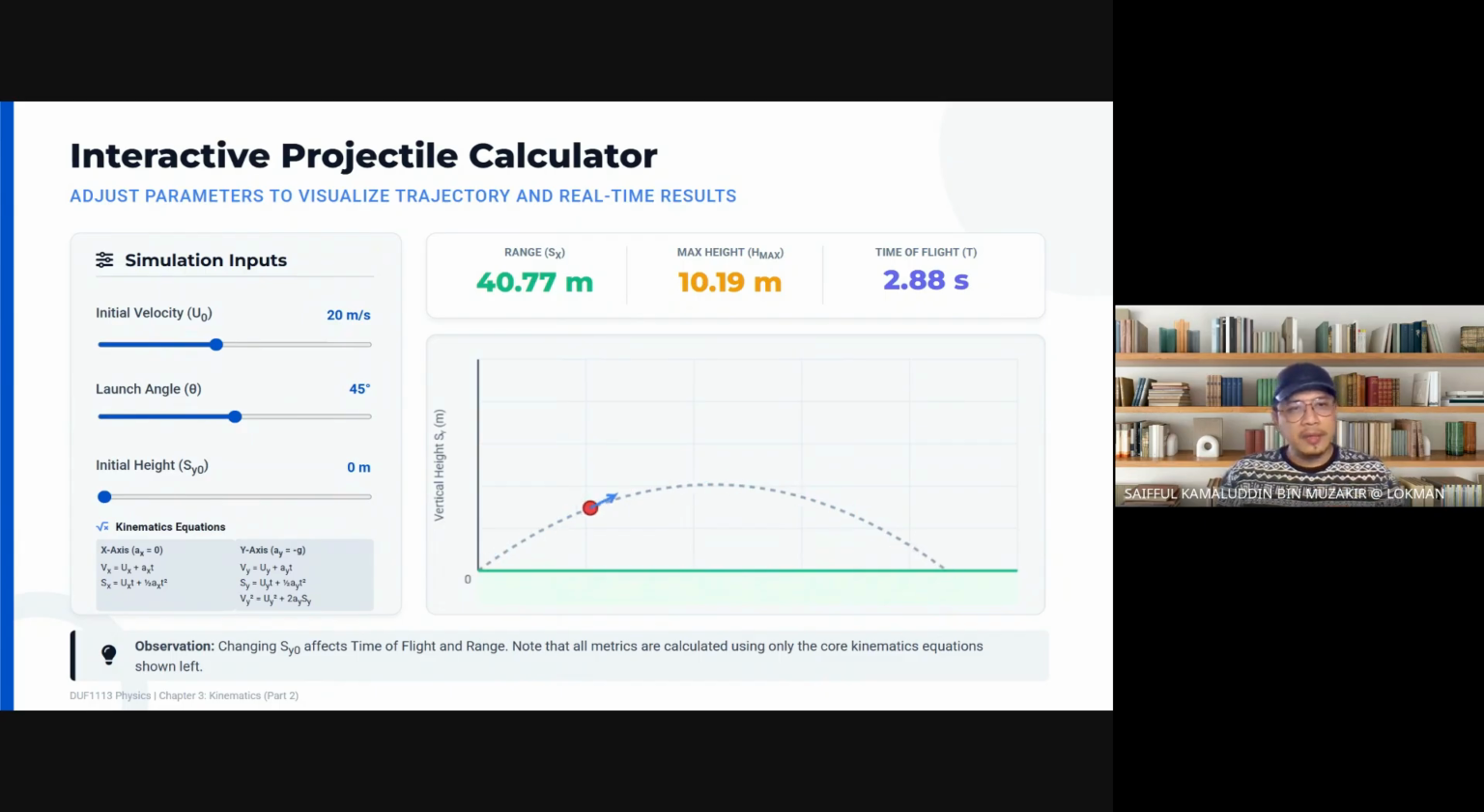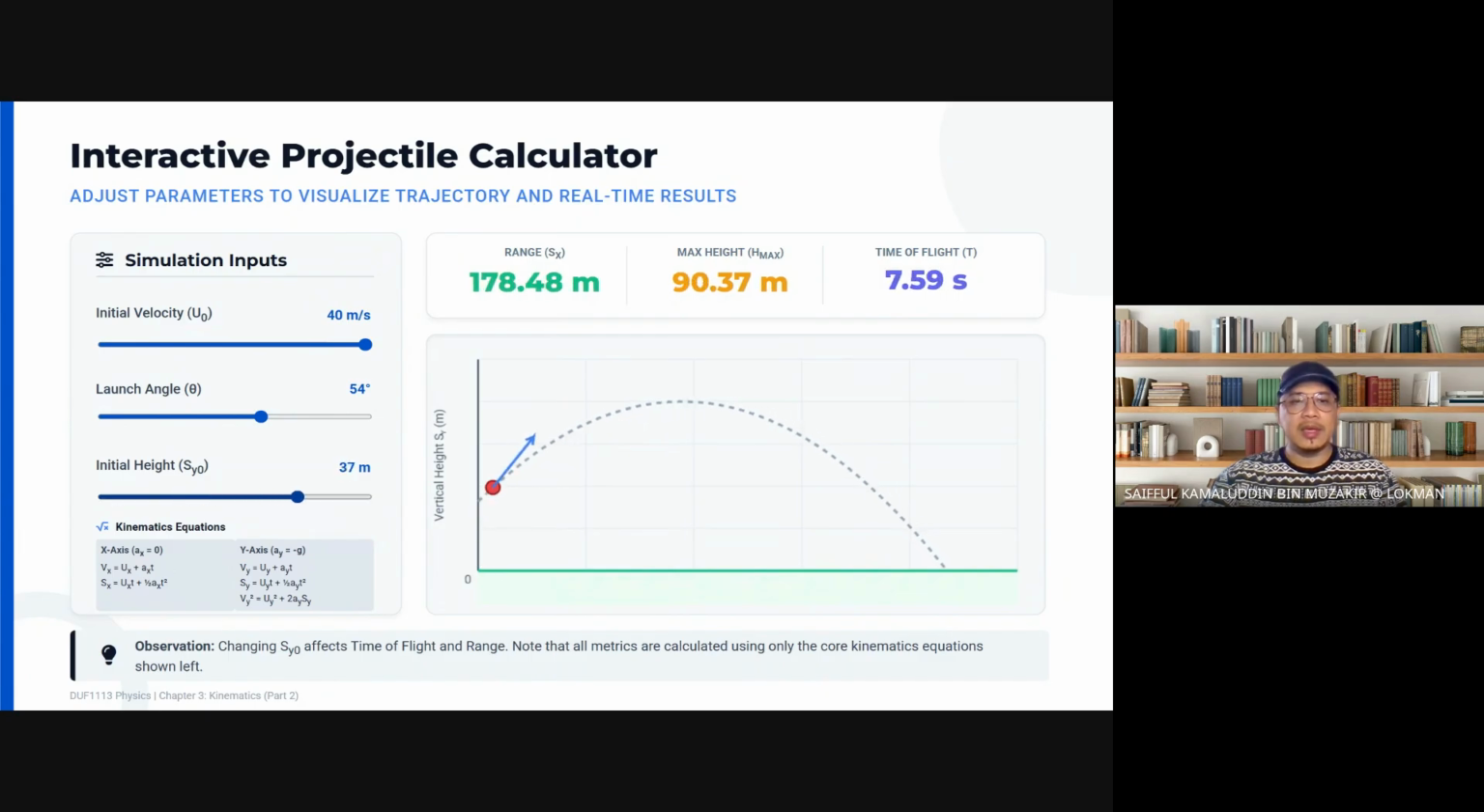So look again, play around with the initial velocity, and play around to increase or decrease. If we keep on increasing the launch angle, what will happen? You could play around with this one. Initial height, you could change the initial height.